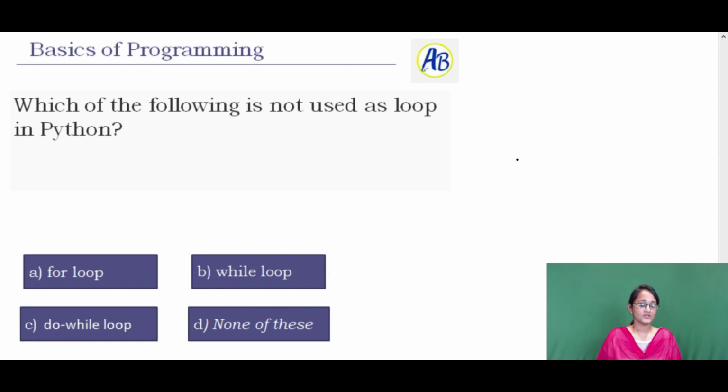Which of the following is not used as a loop in Python? We use the for loop in Python. We use the while loop in Python. We cannot use the do while loop in Python. So here the correct option is C. We use the for loop and while loop, and we can use the if condition, elif condition, else condition. We cannot use the do while loop in Python.